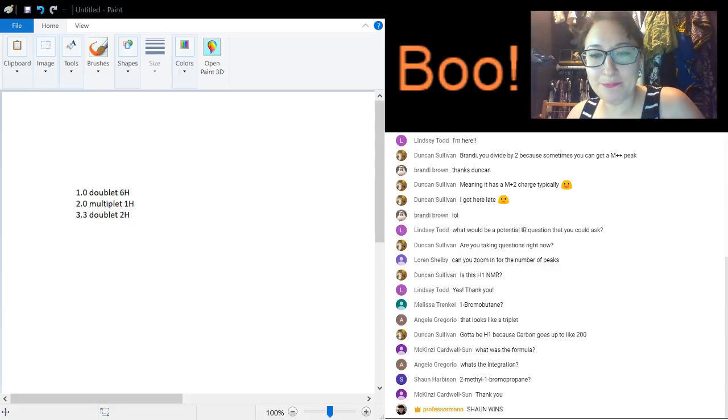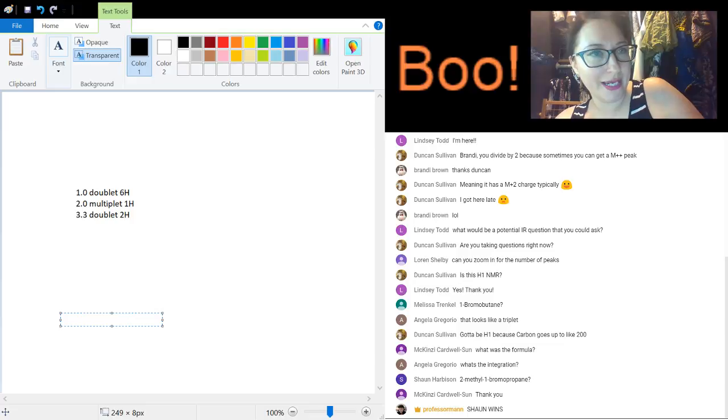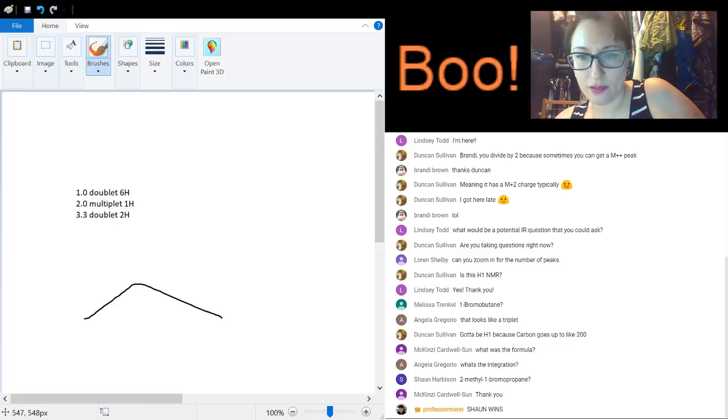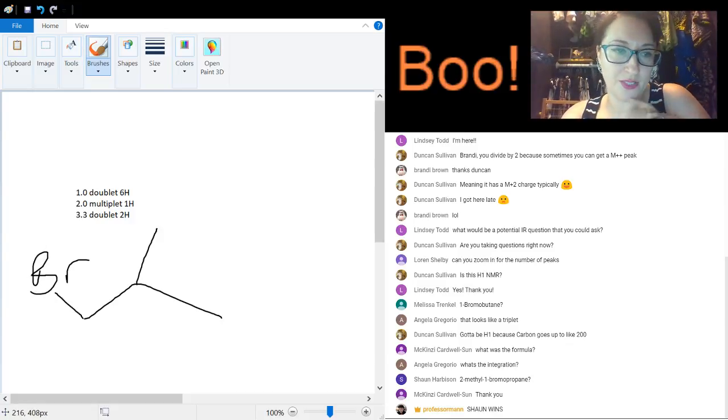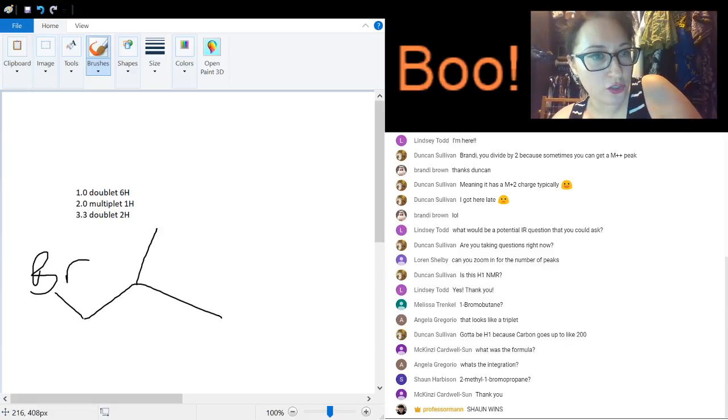Good job, Sean. 2-methyl-1-bromopropane. Let's draw that out. I hit the wrong thing, sorry. Propane. 2-methyl. 1-bromo. Something like that. So the doublet worth 6 hydrogens.